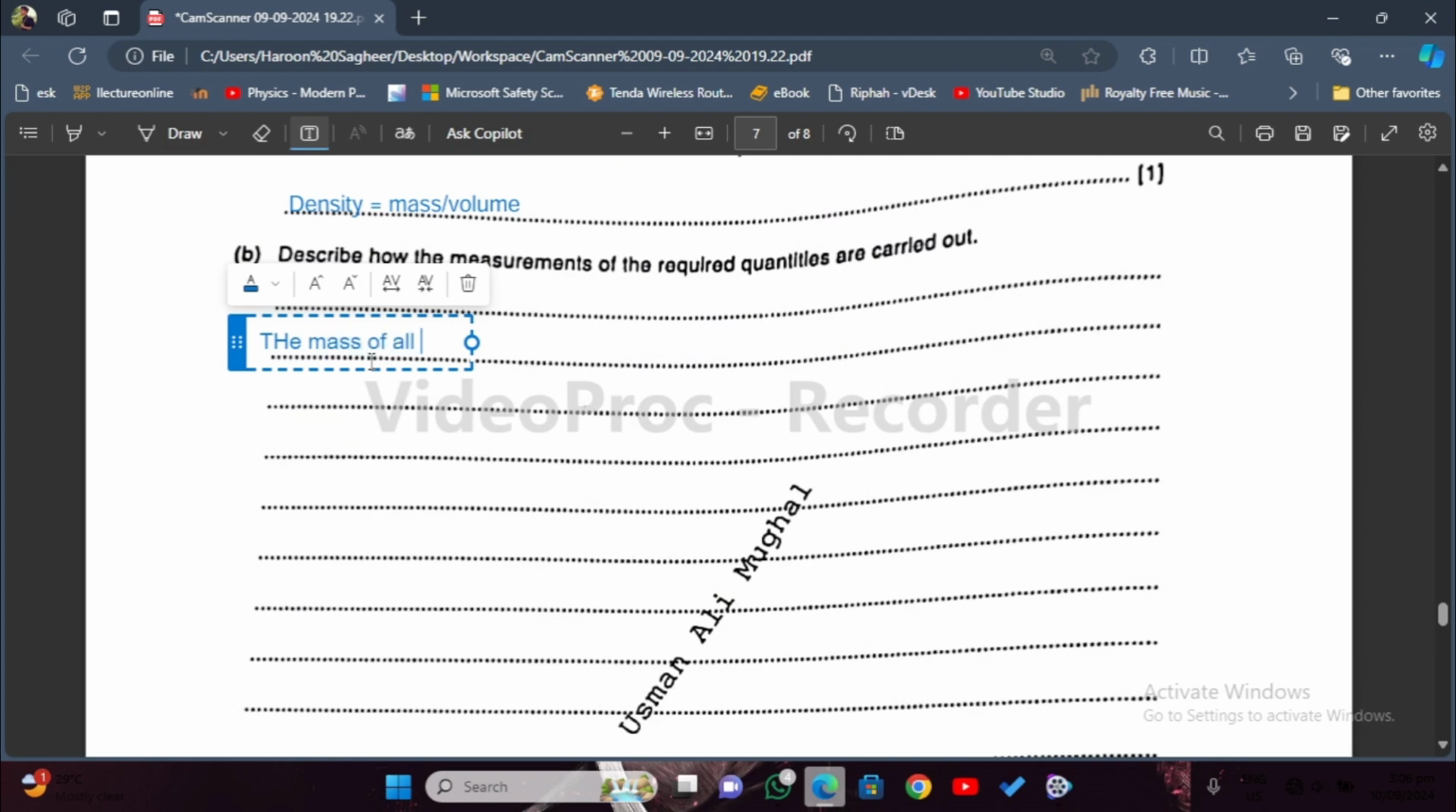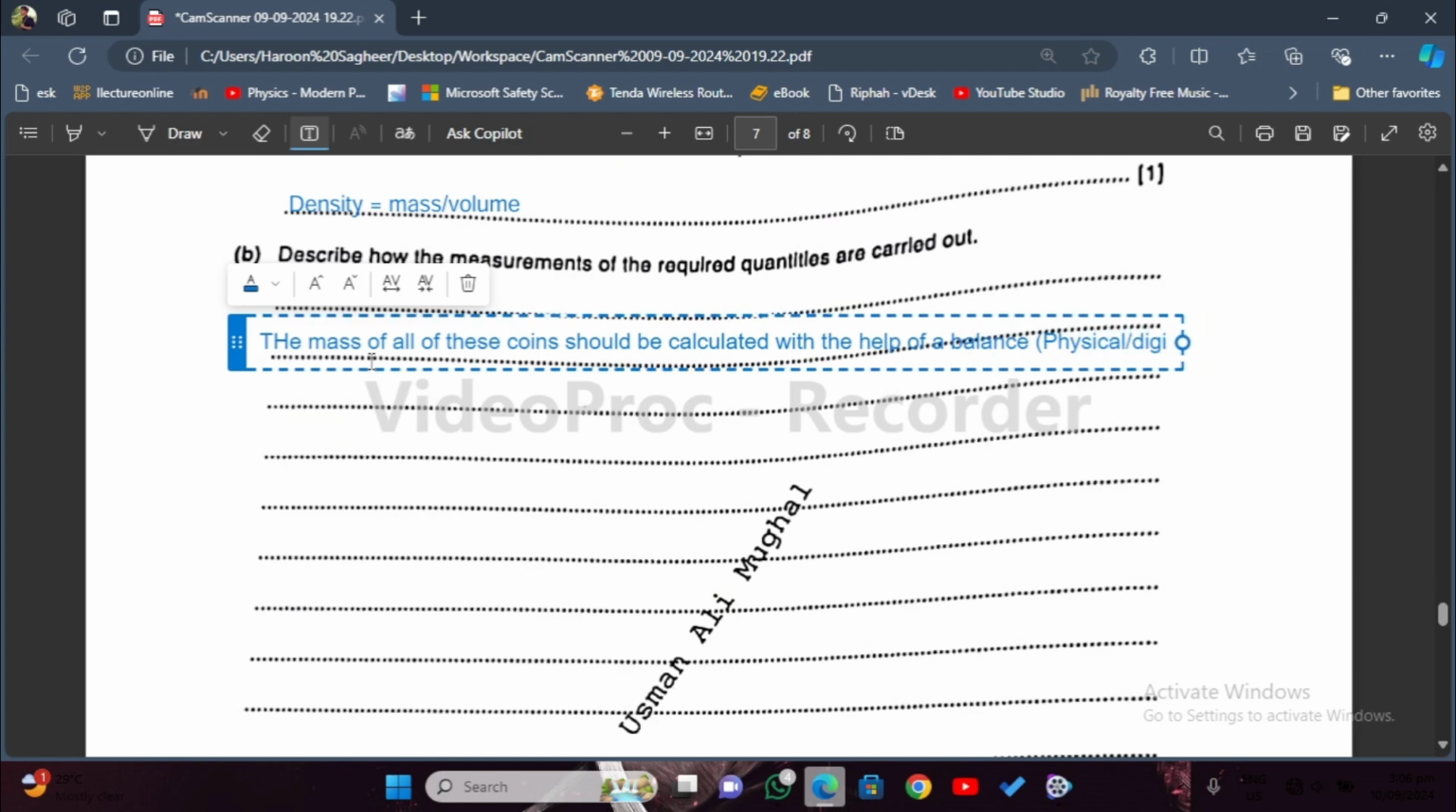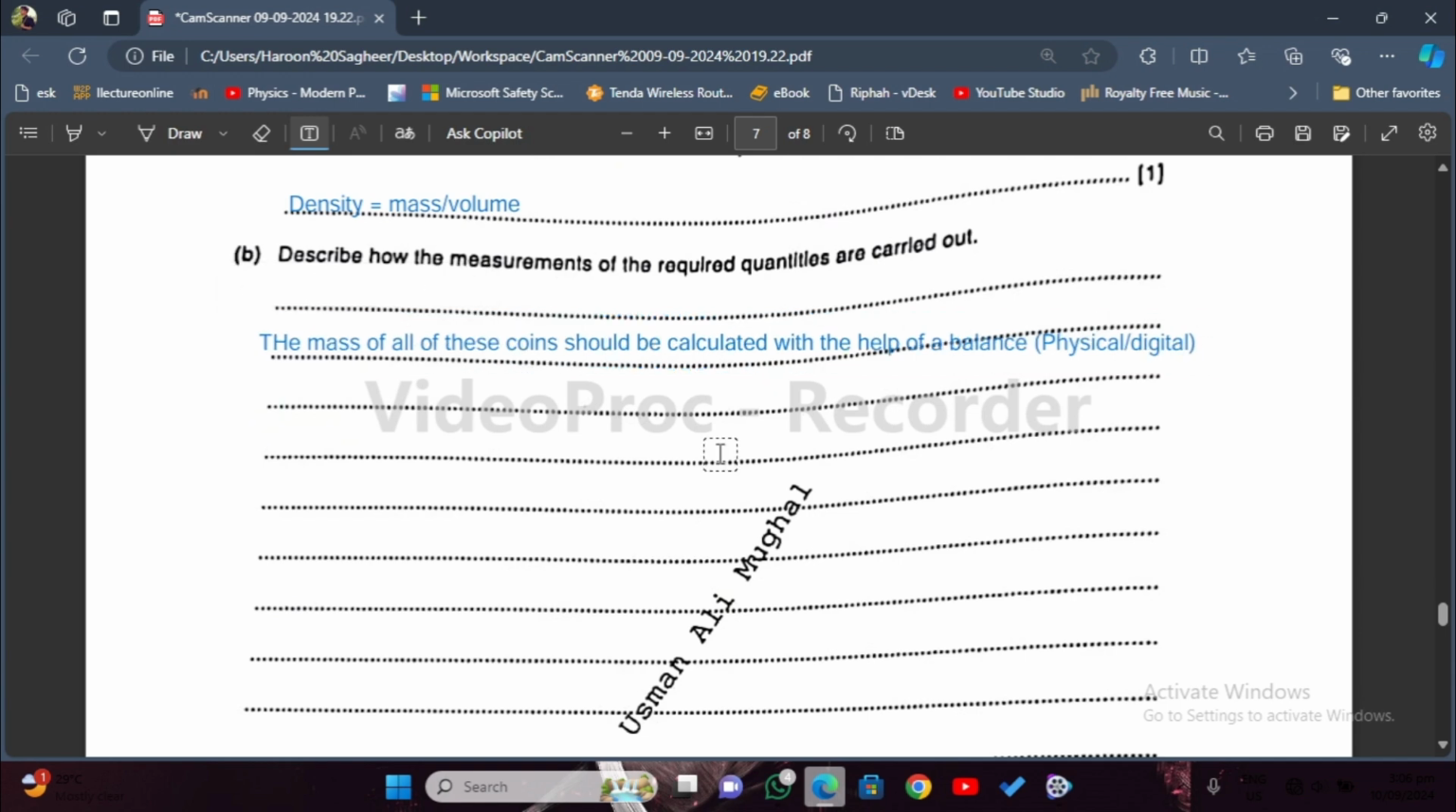The mass of all of these coins should be calculated with the help of a balance. Now this balance can be physical or it can be digital. In a physical balance we have the weight balance, the mechanical one, but digital ones are more precise, more accurate. So that is the measurement for mass.